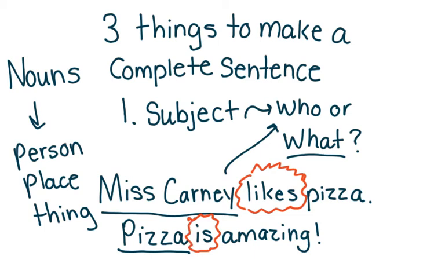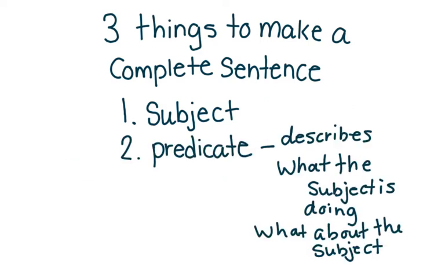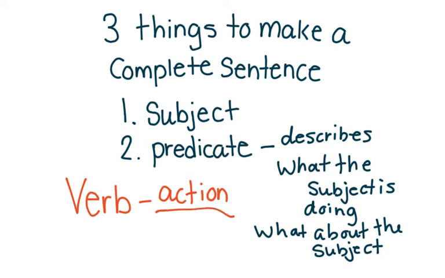Now, when we talk about complete predicates, we want to include all of it that is describing. So what does Miss Carney like? Miss Carney likes pizza. What is amazing? Pizza. That's the subject. Is amazing is the predicate. So when we think about a predicate, we are thinking about a verb. It is describing an action. The easiest way to find the subject and predicate is to find the action and then ask who or what is doing that action.